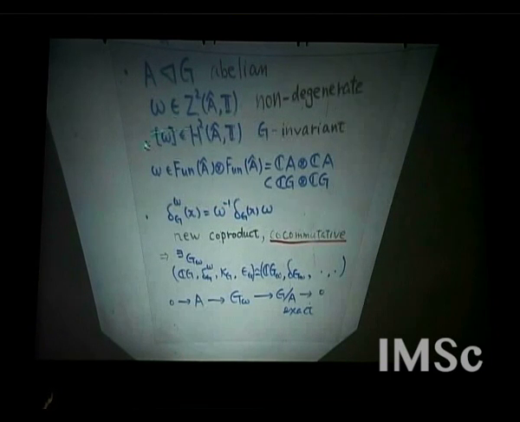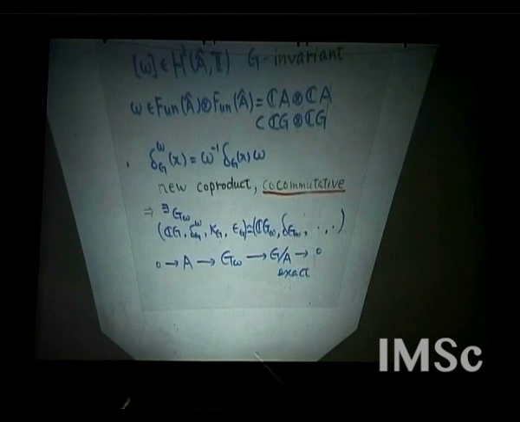And this invariance condition assures that this new coproduct is again co-commutative. So by the structure theorem of co-commutative Hopf algebras, there must be a new group such that this Hopf algebra, whose coproduct is twisted by omega, is isomorphic to the group algebra of G omega. There must be such a group. And actually, there is a precise description of this group.